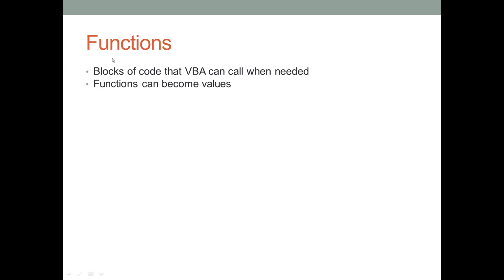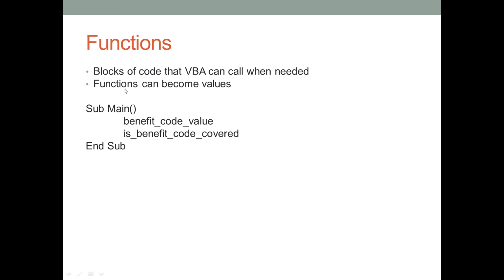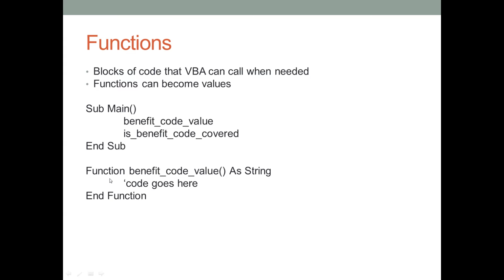Now, there's something called functions, which we haven't even looked at yet. A function looks exactly the same as a subroutine, except, check this out. I say function, and then I give it a name, and then I set it as a data type. So this function, benefit code value, can actually return a value as string, but it performs exactly the same as a subroutine in that we're going to call on it from a different place. So here is a subroutine main, and I'm going to call on this function called benefit code value. Look down here, benefit code value.